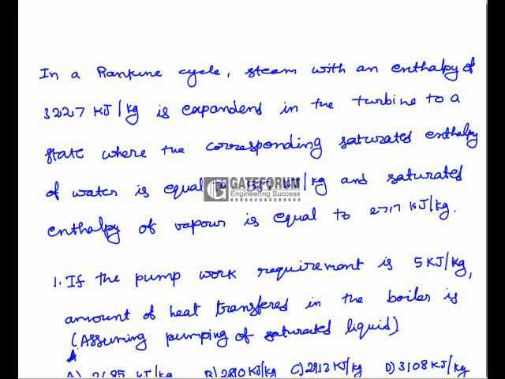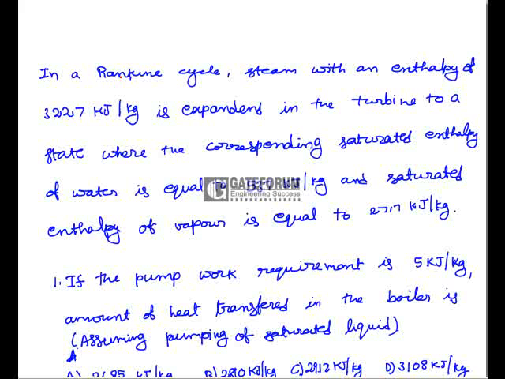In a Rankine cycle, steam with an enthalpy of 3227 kJ per kg is expanded in the turbine to a state where the corresponding saturated enthalpy of water is equal to 537 kJ per kg and saturated enthalpy of vapor is equal to 2717 kJ per kg. Here it is a common data question.